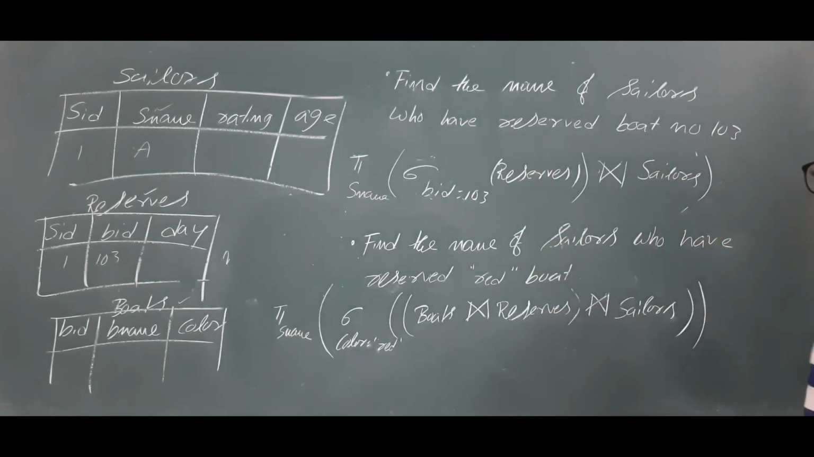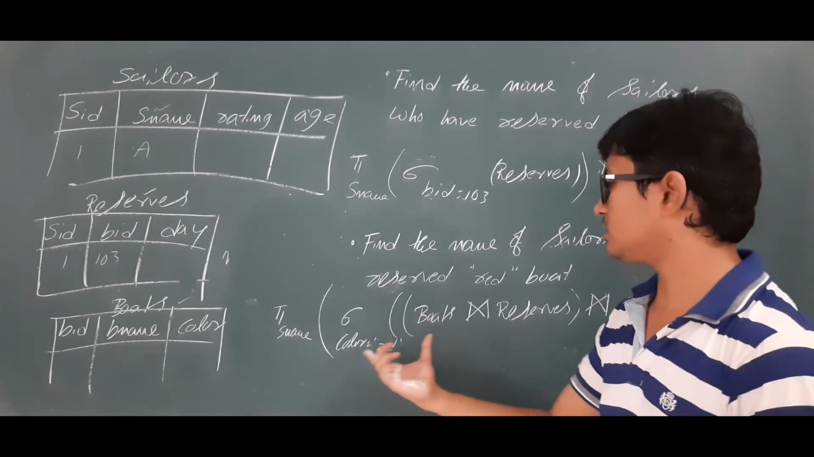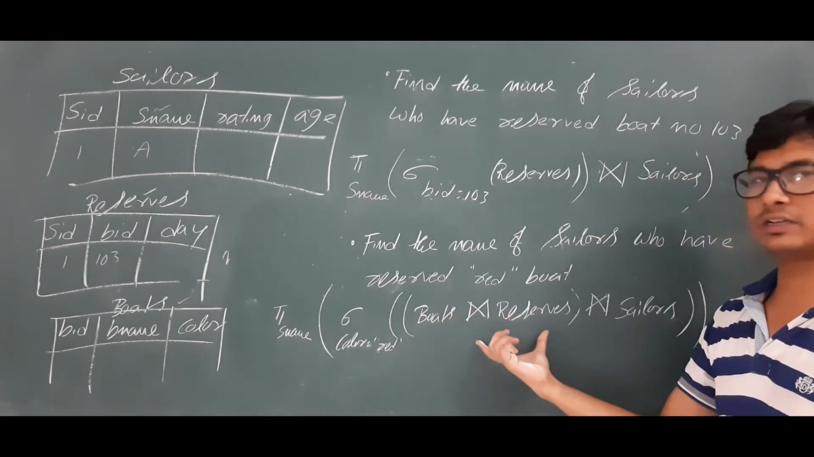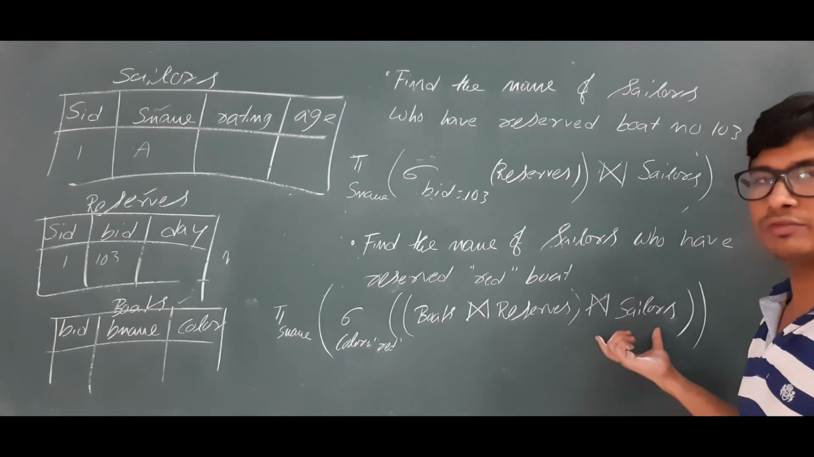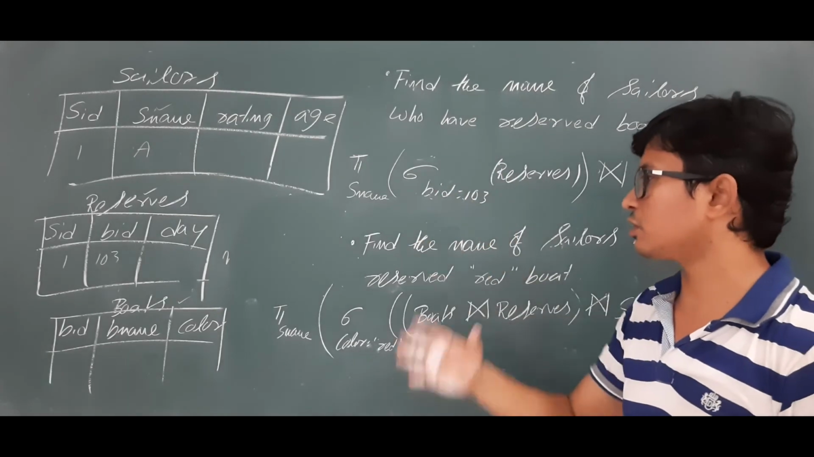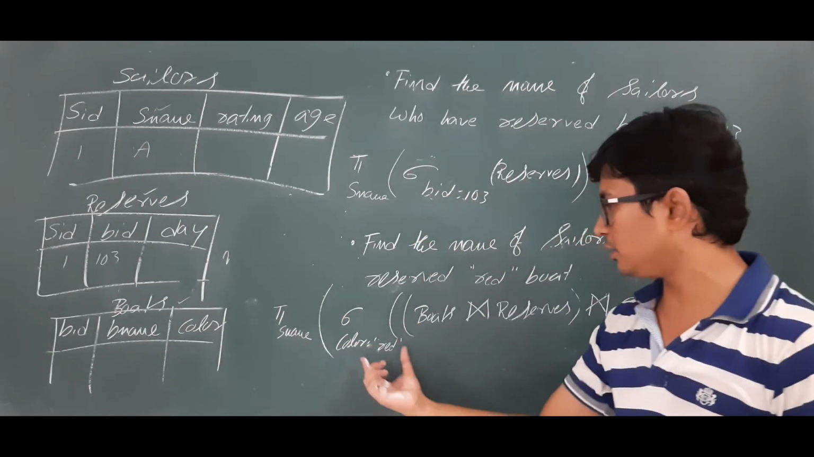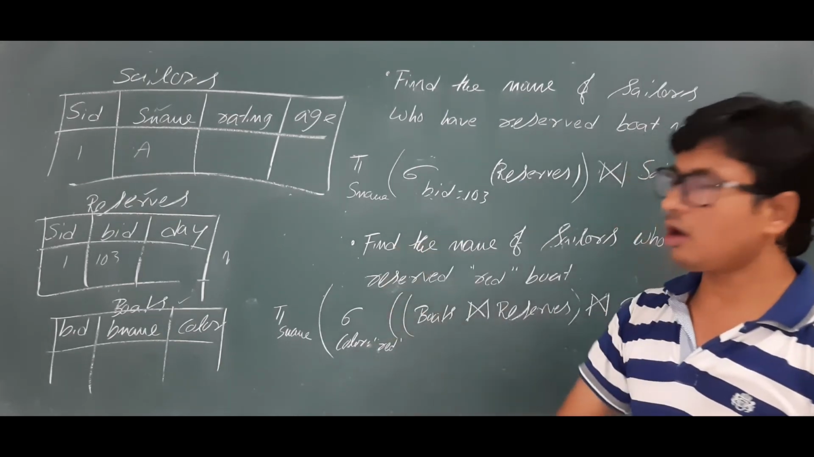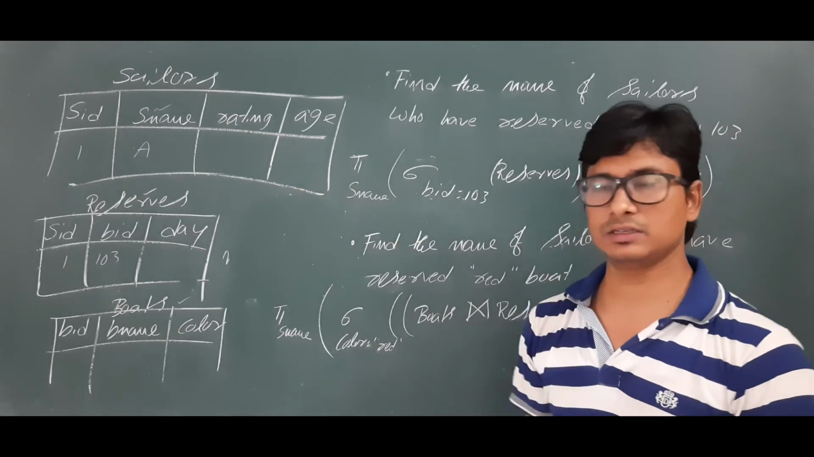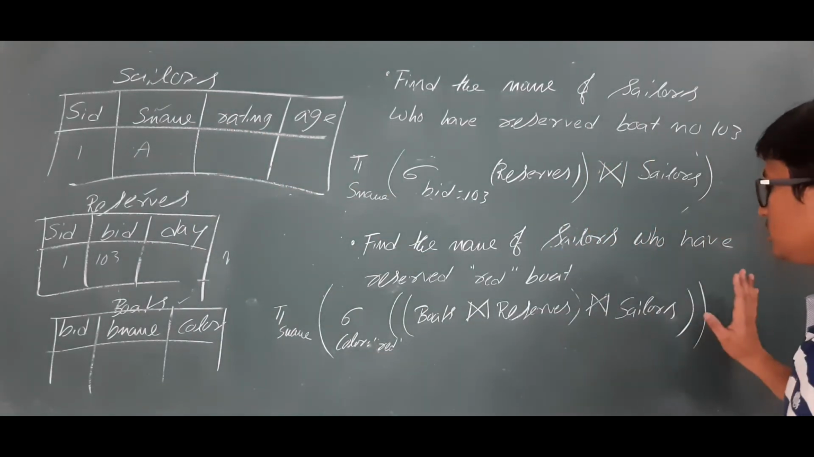This is the correct query, because you want to find boats whose color is equal to red. So you are applying the natural join between boats and reserves, then natural join with the sailors. For the whole thing, you will get n number of tuples. Out of those n tuples, you identify the tuples whose color is equal to red, and among those tuples, you identify the names of the sailors. Is it clear? So this is a correct one. But is it an efficient one? No, this is not efficient.